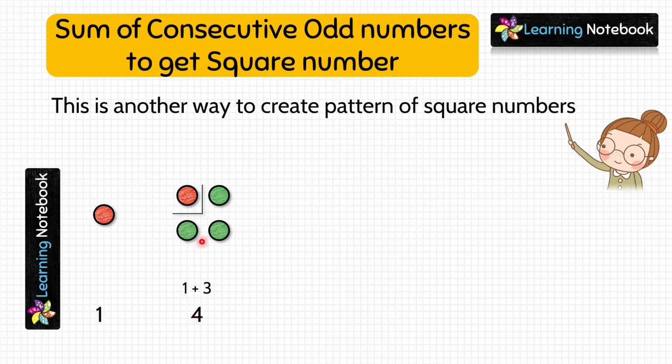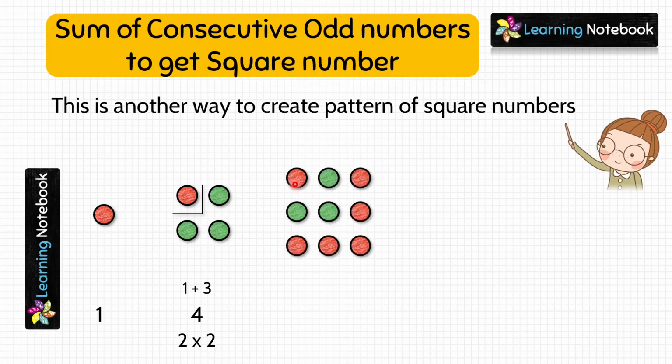So by adding two consecutive odd numbers 1 and 3, we got the square number 4. And we know this 4 also equals to 2 into 2. Next, we have to again make a square. So let's put 1 red bindi, 3 green bindis and then 5 red bindis as shown here to form a square.